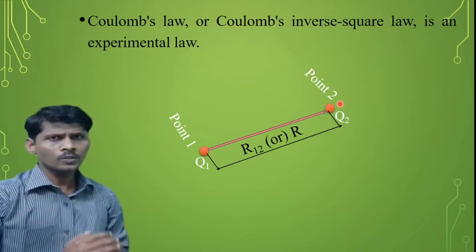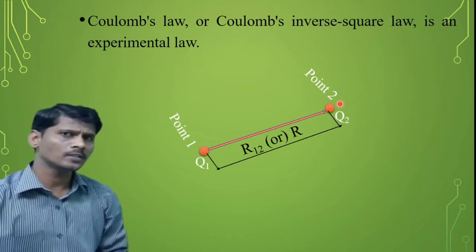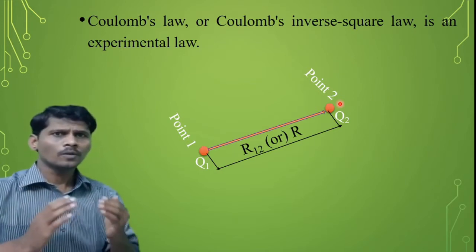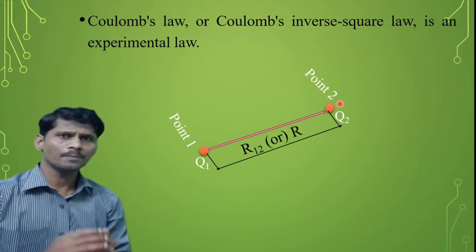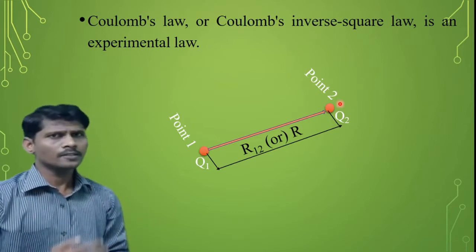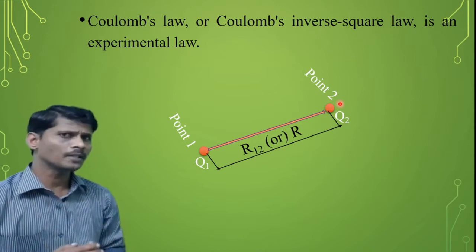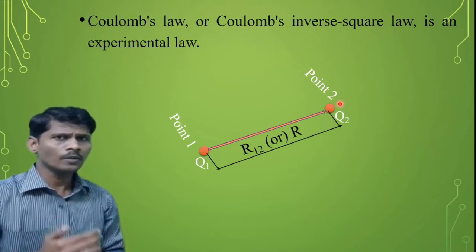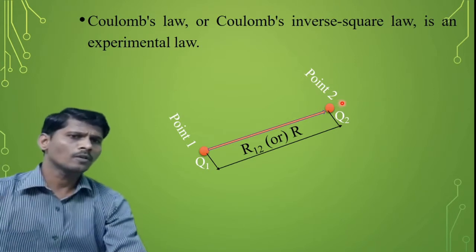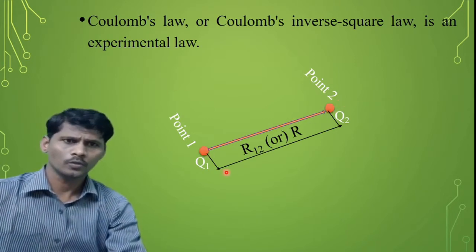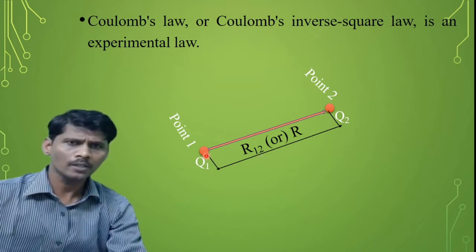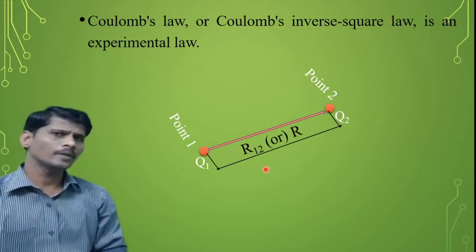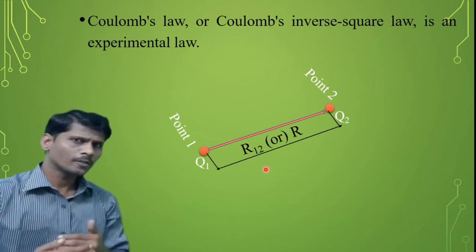What are the suffixes 1 and 2? 1 is the first point charge and 2 is the second point charge. So the distance between the first point charge and the second point charge is represented by R suffix 12. That is the meaning of R suffix 12. We can determine the force on Q2 due to Q1, and similarly the force on Q1 due to Q2, where the distance between the two point charges is R21.